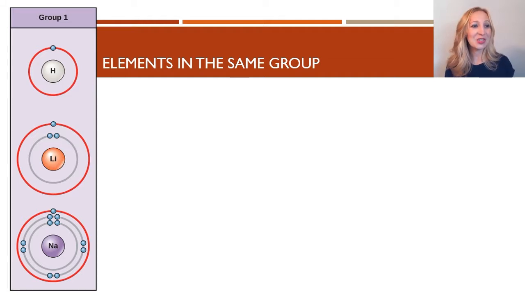Now hydrogen, you'll see, has one valence electron in that first energy level. Lithium has one valence electron, but it's in the second energy level. And sodium has one valence electron, but it is in the third energy level. So we will be talking about the relative amount of energy it takes to remove each of these electrons. Now, which electron do you think would be the easiest to remove?